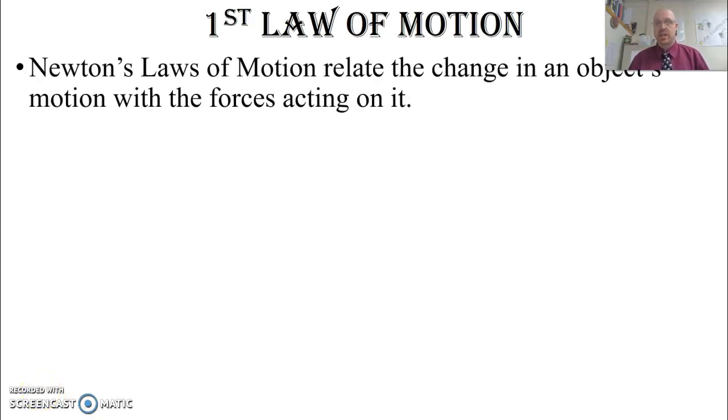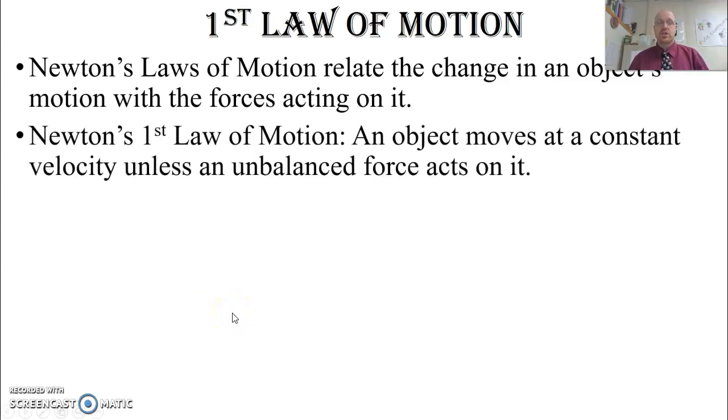Newton's laws of motion relate to change in an object's motion with the forces acting on it. So it's an object that is either moving or non-moving, and then the forces that act on it. The first law of motion is this: an object moves at a constant velocity unless an unbalanced force acts on it. Remember, for balanced forces and unbalanced forces, we're talking about the net force. And an unbalanced force means there's an unequal force somewhere acting on it.